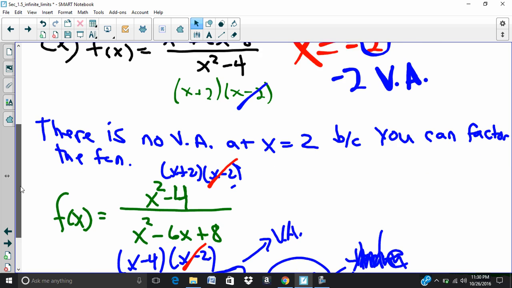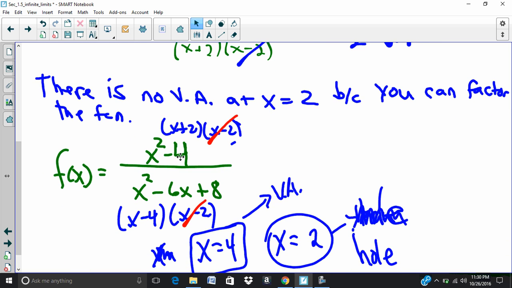Kind of like this next example here in green. Same type of thing is going to happen. It looks like I've got a vertical asymptote at positive 4 and at positive 2. I'm going to take that polynomial, I'm going to factor it. Once I factor, I'm going to solve each factor and get 4 and get 2.